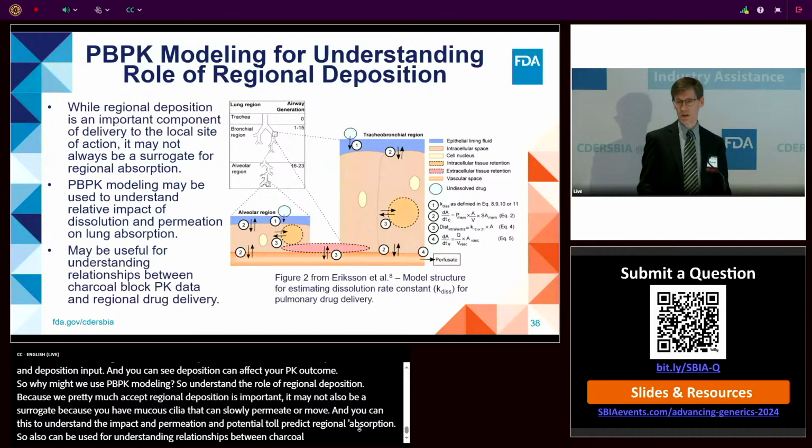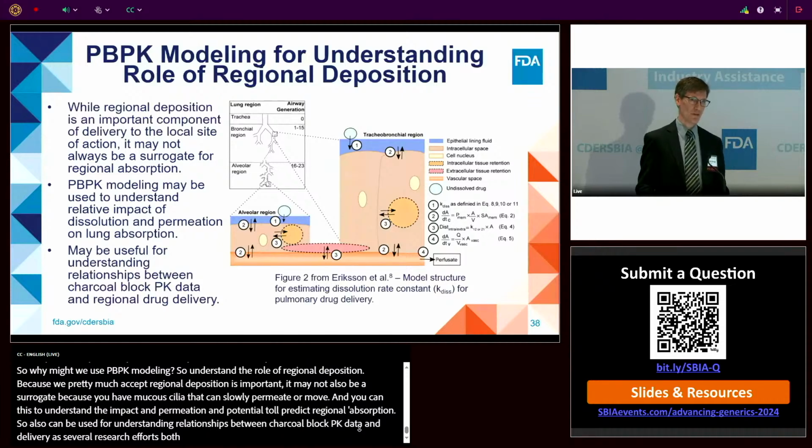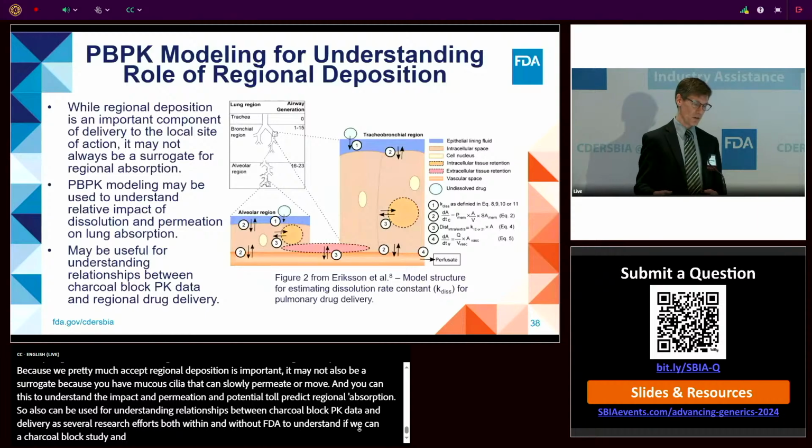There have been several research efforts, both within and outside FDA, to understand if we can take a charcoal block PK study and take some of the metrics to use as kind of a surrogate for regional drug delivery. So you could use modeling to support that kind of approach.